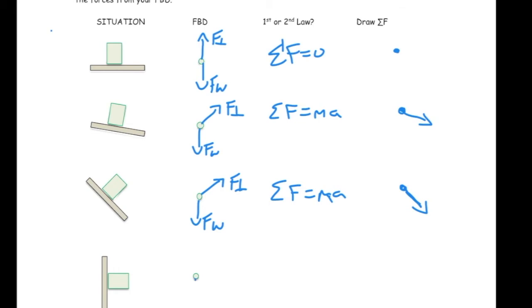In our last situation, we have a vertical ramp, so the angle is 90 degrees. In this case, the weight is straight down and there is no normal force. The wall wouldn't push on this block at all. So the sum of the forces is ma, and the sum of the forces is just the weight straight down.